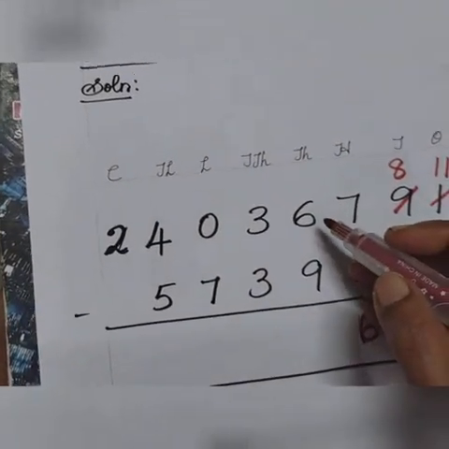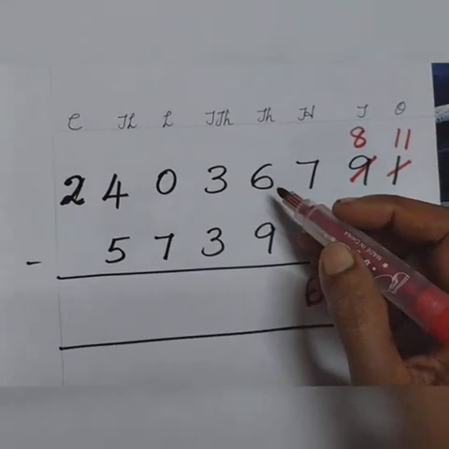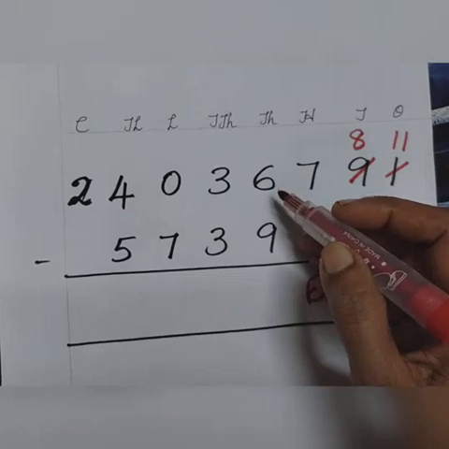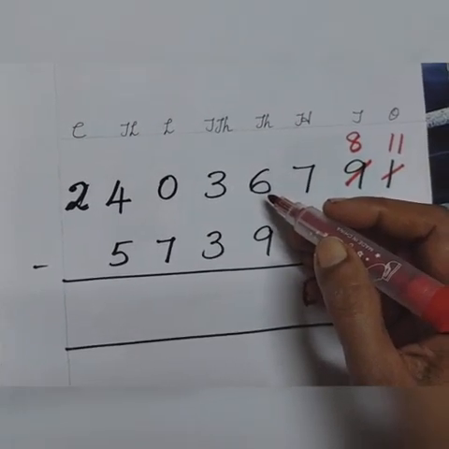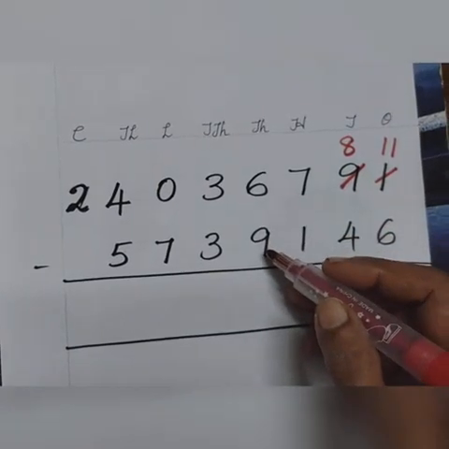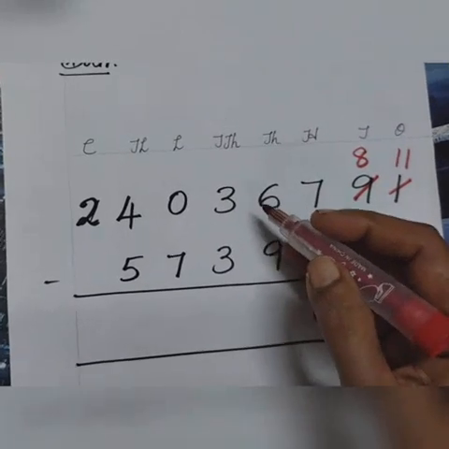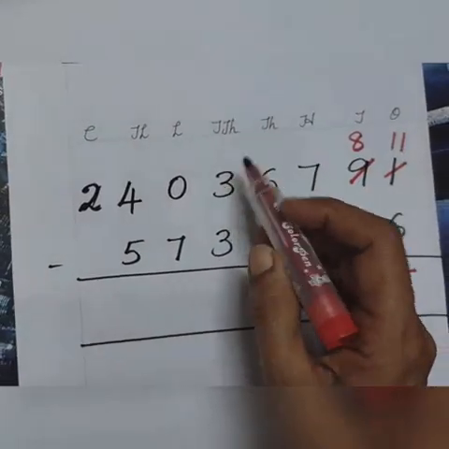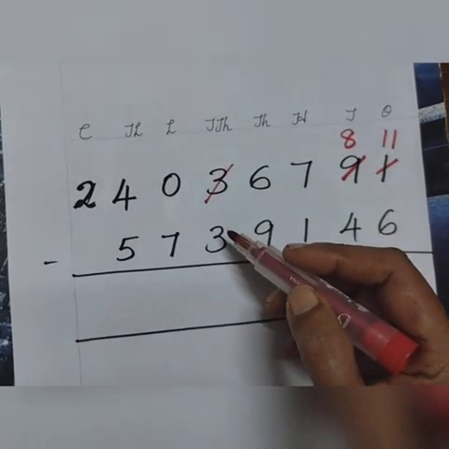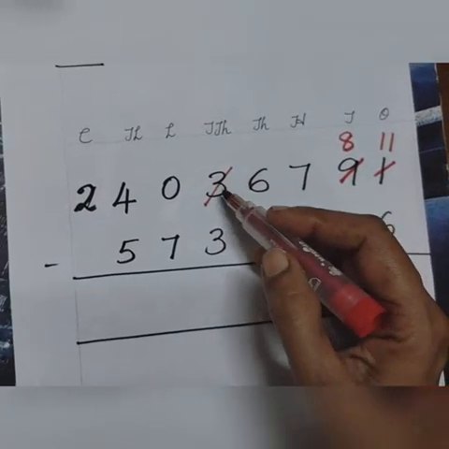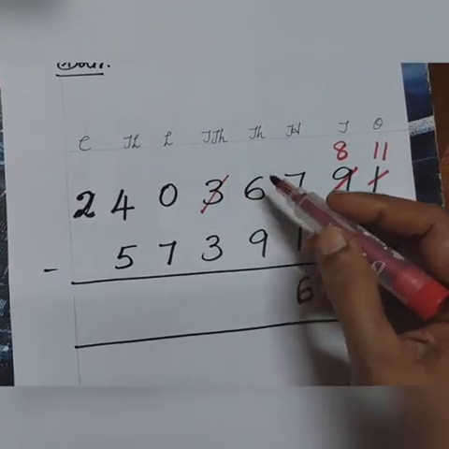See our thousands place. What is in the thousands place? Yes, 6 is in the thousands place, is it not? So we are going to subtract 9 from 6. Okay children, how much is 6 minus 9? Is it possible to subtract? No. So we have to borrow from the 10,000s place. There 3 is there. We are going to borrow 1 from there. So we borrow 1 ten-thousand and regroup here.